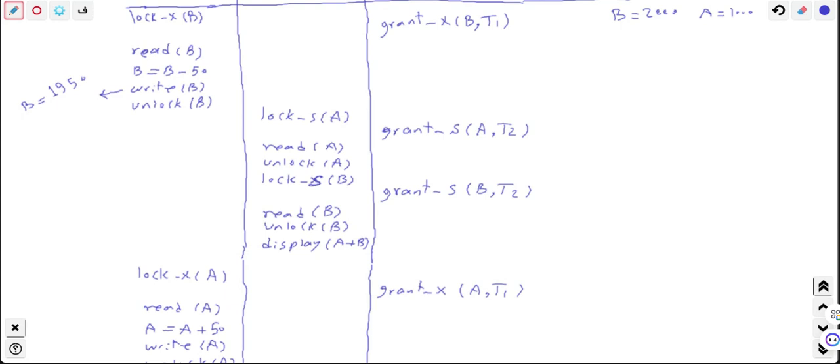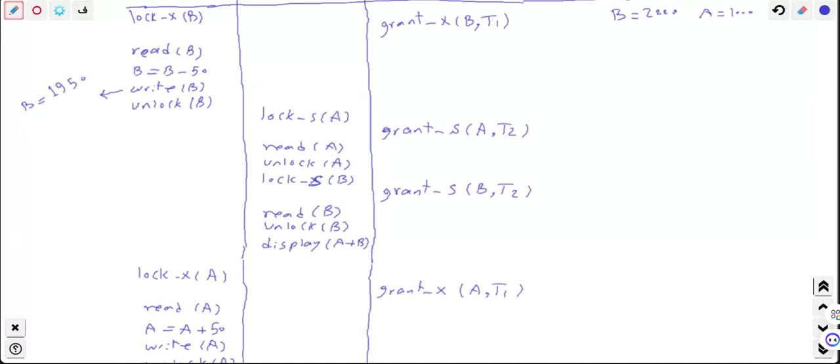Okay, let me continue. Then we have lock X on B on line 9, but we get granted X on B for T2. This is X or S on lock X of B.